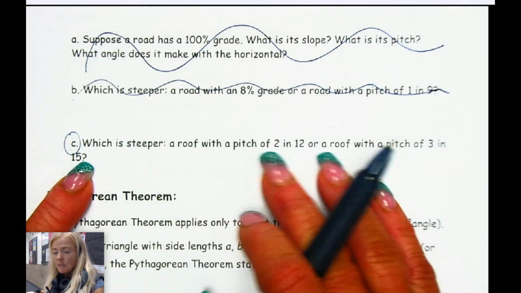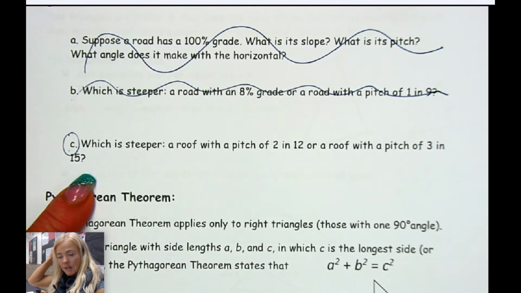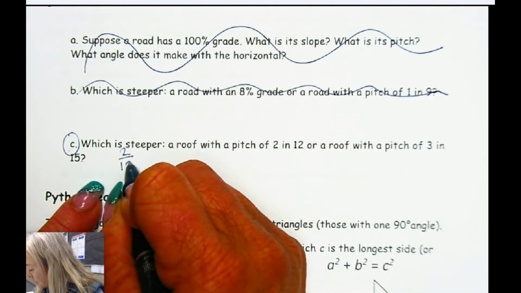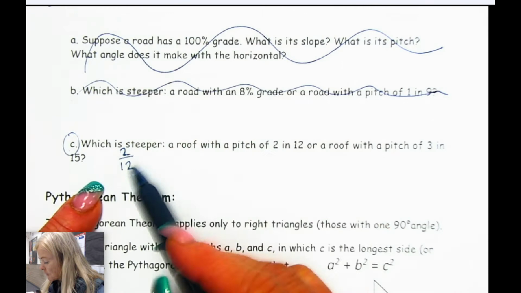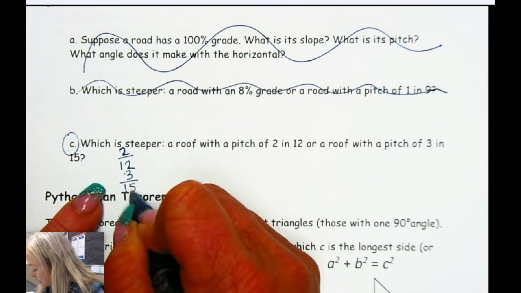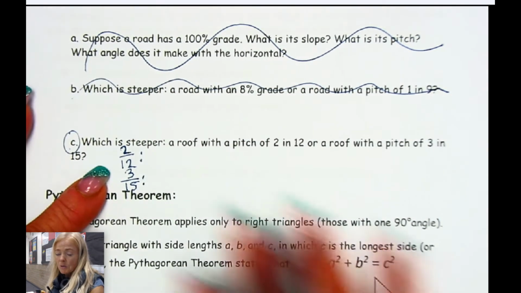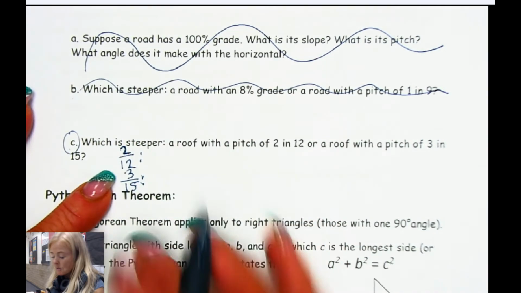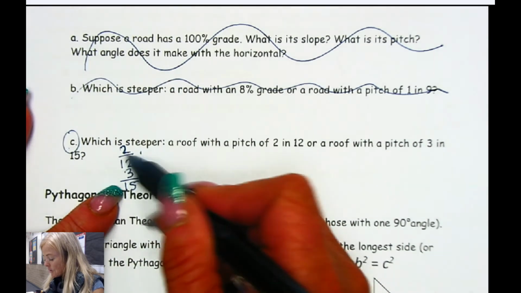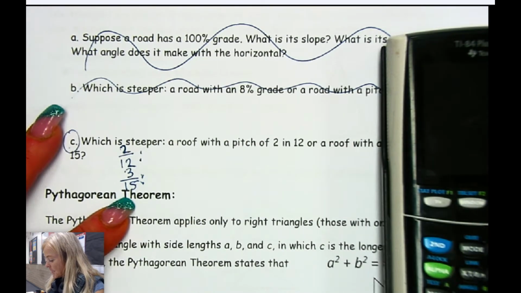Which is steeper, a roof with a pitch of 2 in 12 or a roof with a pitch of 3 in 15? So if you have a roof with a pitch of 2 in 12, it's rising 2 feet for every 12 feet horizontal movement, or a pitch of 3 in 15 is rising 3 feet for every 15 horizontal feet. Now to figure out which one's steeper, it's hard to tell because one is in terms of 12 inches and the other is in terms of 15 inches.